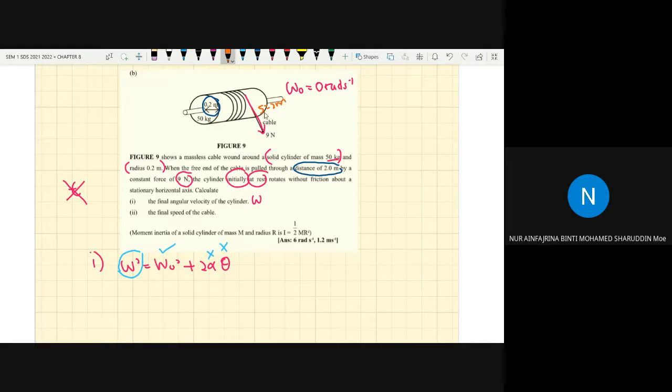Sekarang awak ada S, awak ada radius. Boleh cari theta ke tak? Pakai formula apa? S equals to R theta, tepat sekali. So, kita punya distance adalah 2, radius kita adalah 0.2 dan kita boleh cari theta kita. So, our theta is 10 radian. Now we have theta. Cool. What about angular acceleration?